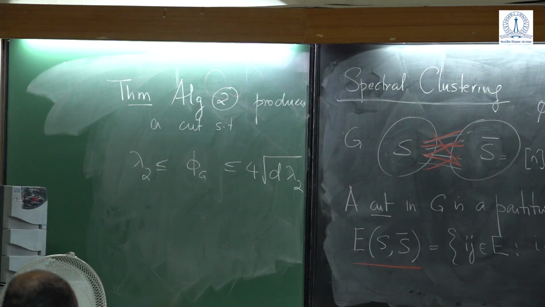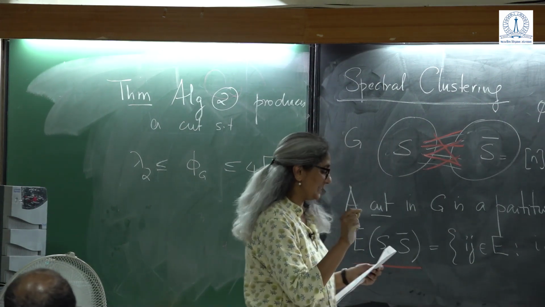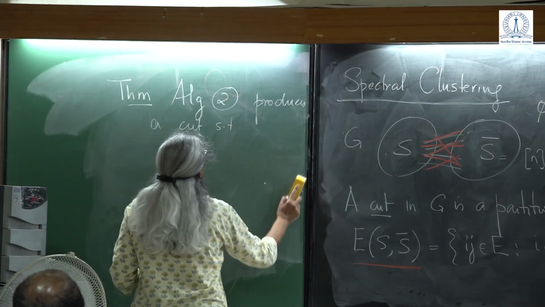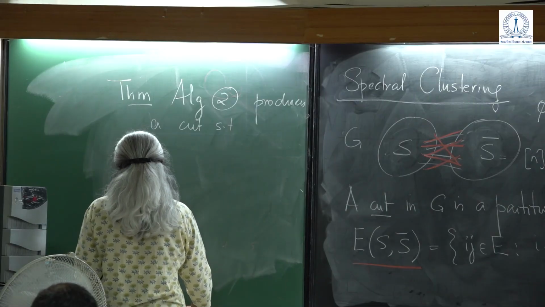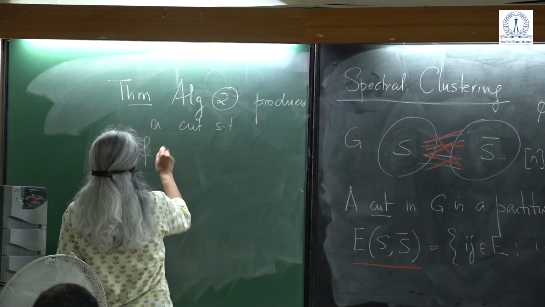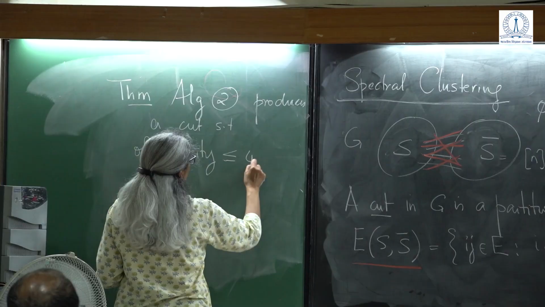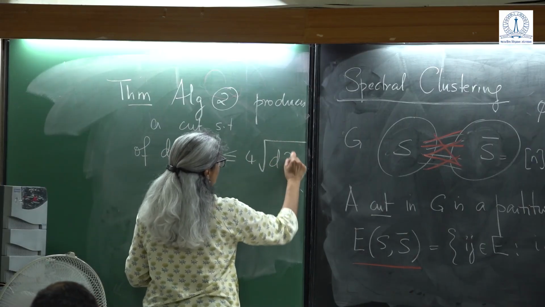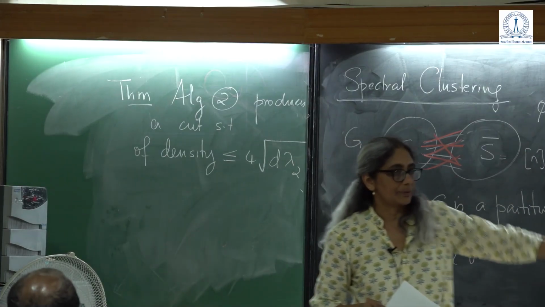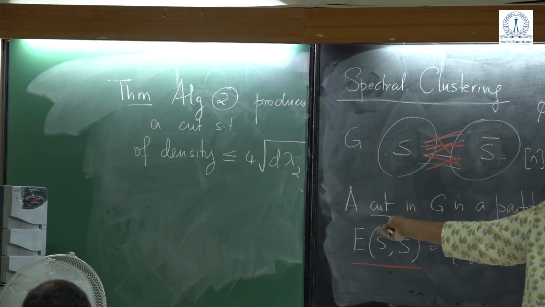Okay, let me say this. This is correct what I wrote, but I think we need to write the full version. I tried to write a short version. So the algorithm produces a cut of density less or equal to 4 times the square root of the degree times lambda 2. This is one statement, okay? So that algorithm produces, the best cut you get there will have this bound on the density, okay?